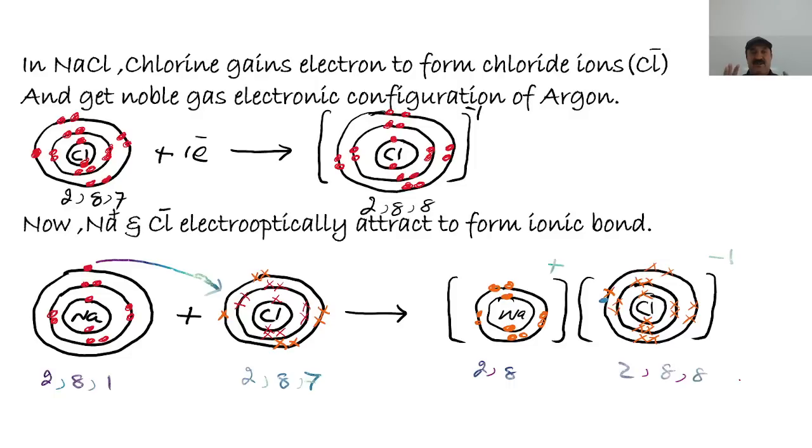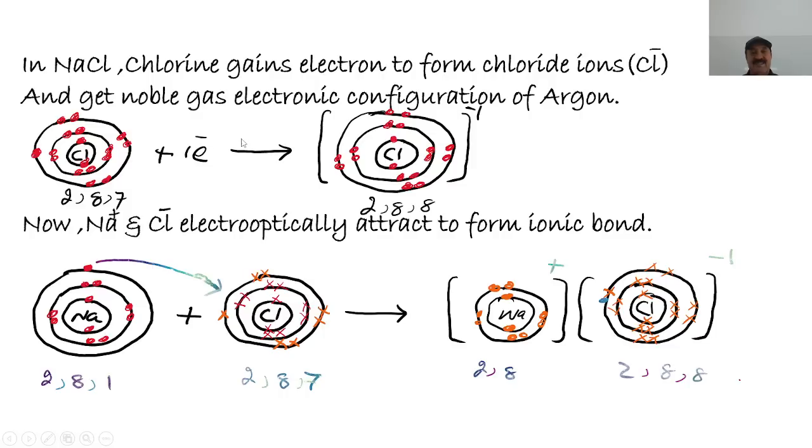In NaCl, chlorine gains 1 electron to form chloride ion and gets the noble gas electronic configuration of argon. In chlorine, if you look here, its symbol is Cl. It has 2 electrons in the first shell, 8 electrons in the second shell, and 7 electrons in the last shell, which is called the valence shell.